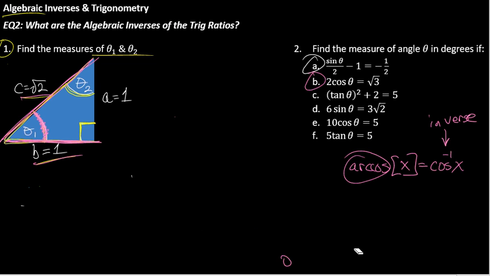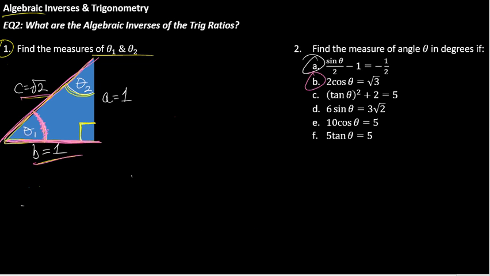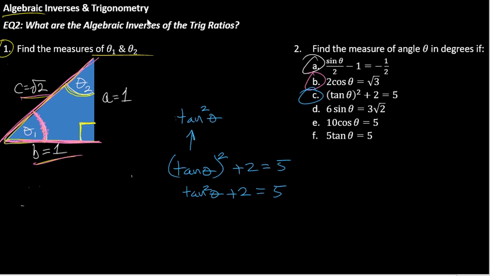All right, let's do another one. Let's do example C now. This is not as bad as it looks. So we have tangent theta all squared. And another way to say that, let me go ahead and recopy the whole thing, is instead of tangent theta in parentheses squared, we could say tangent squared theta, like that. I'm going to write it that way because you need to get used to seeing it that way. Anyway, we're going to subtract 2 on both sides. So I've got tangent squared theta is equal to 3.